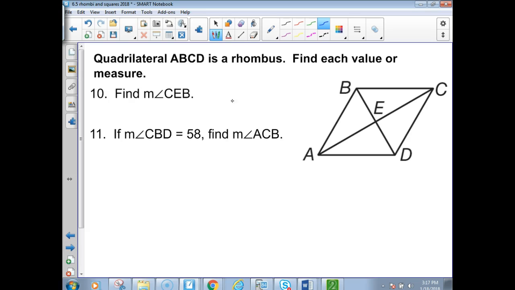Quadrilateral ABCD is a rhombus. Find the measure of CEB. Oh, this is easy because the diagonals are perpendicular. It's 90 degrees. If the measure of angle CBD, that's up here, is 58, find the measure of angle ACB. Well, I want that one then. And that would be 180 minus 90 minus 58, and that is 32.